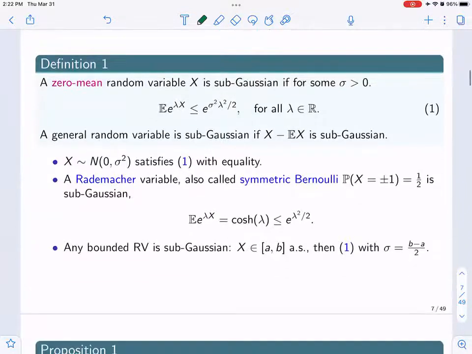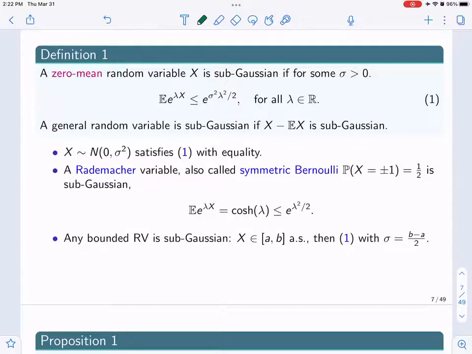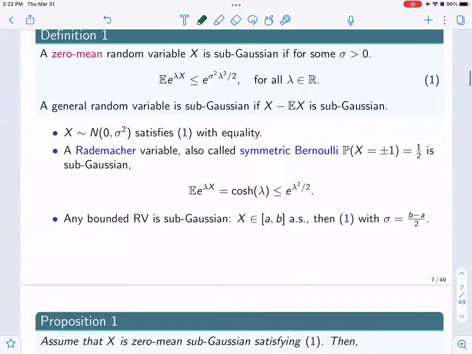So what other examples are there? A Rademacher random variable, or symmetric Bernoulli, that's another way of saying it, is subgaussian. A symmetric Bernoulli is a random variable that takes +1 and -1 with equal probability. The MGF, if you want to compute it, x takes two values, so this expectation is 1/2 e to the lambda times 1 plus 1/2 e to the lambda times -1, which is just cosine hyperbolic of lambda.